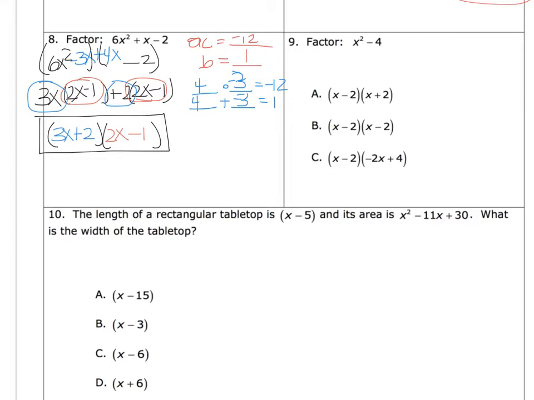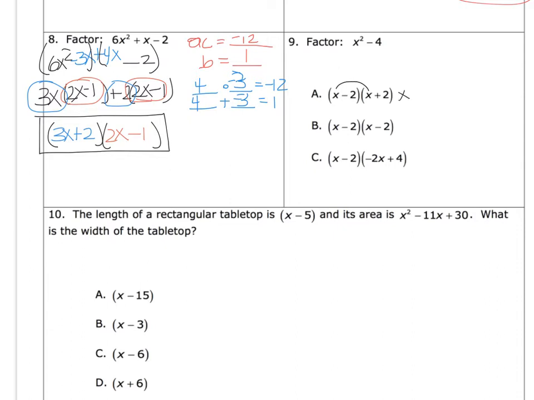Problem number 9 says factor x squared minus 4. I think your best bet on this one is to just see which one of the answers it could possibly be. You can do the box method for all of these, or you could FOIL them. I'm going to FOIL these here real quick.